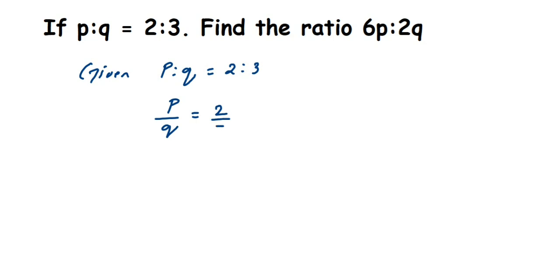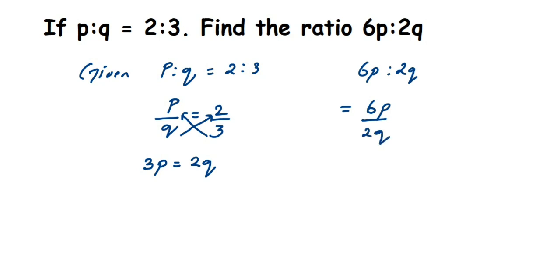I'm going to cross multiply 3 with p and q with 2. So this will be 3p is equal to 2q. Keep it like that. And what is given here? They have given 6p is to 2q. We have to find out this value. So this will be equal to 6p upon 2q. You can see that 6 and 2 we can cancel. If I cancel this, 2 ones are 2, and 2 threes are 6. So this is equal to 3p upon q.